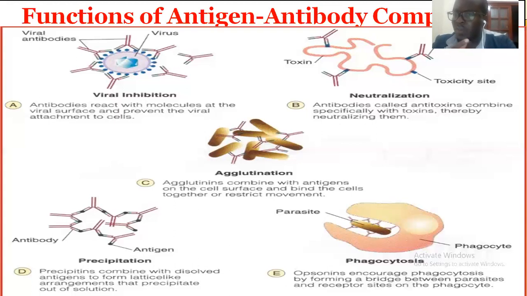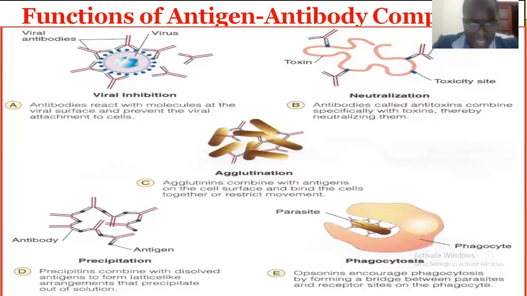And also it has got a binding site for macrophages. So they are able to bind a lot of these pathogens and then just clump them together, or agglutinate them. So you have agglutination as a function of antibody-antigen complexes. Agglutinins combine with antigens on the cell surface and bind the cells together or restrict movement. So they're going to restrict movement of these bacteria or viruses, and then the macrophages will be able to find them and phagocytose them after agglutination.